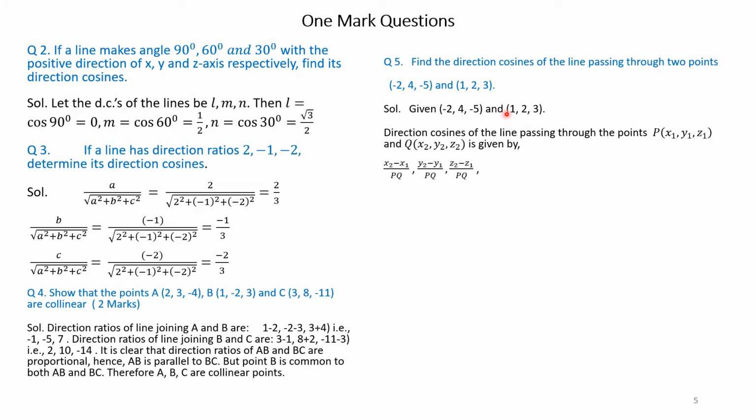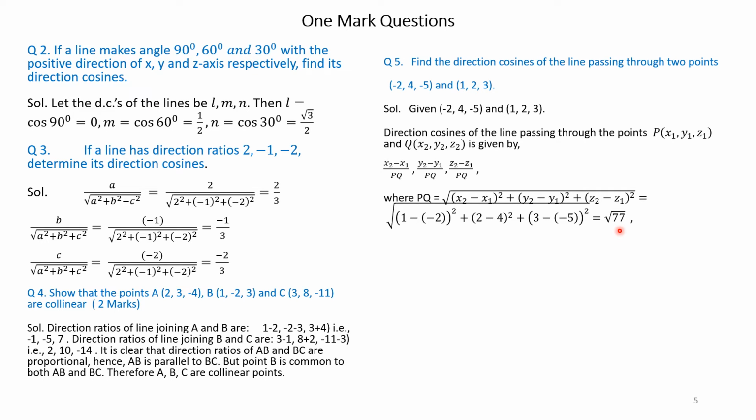Let us simplify by putting in the values of x2 and x1. x2 here is 1, and 1 minus of minus 2 is plus, so 3. And y2 here is 2 and y1 is 4, so 2 minus 4 whole square. Plus z2 is 3 here, please see the screen. 3 minus of minus 5 is plus 5, so 3 minus of minus 5 whole square. That is equal to root 77.